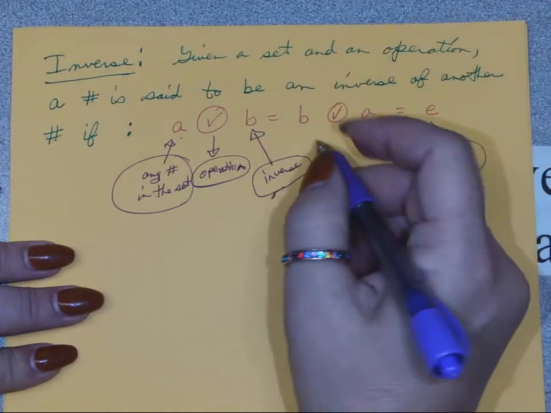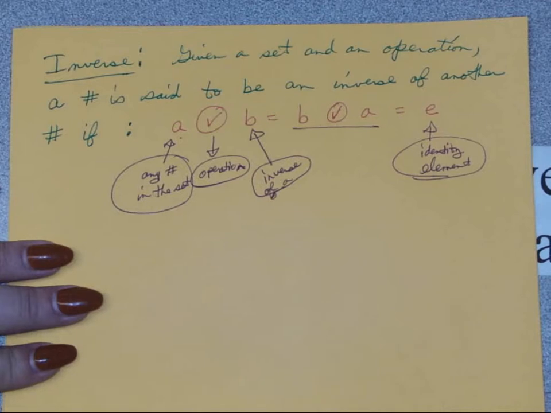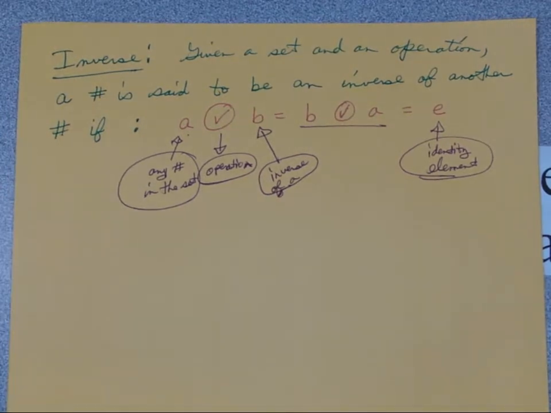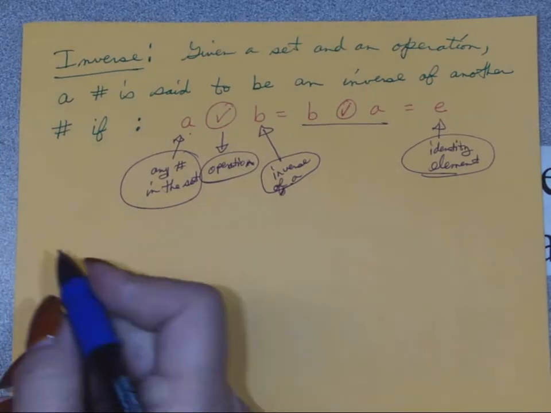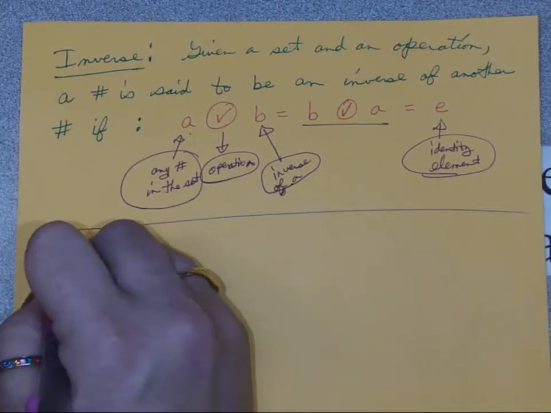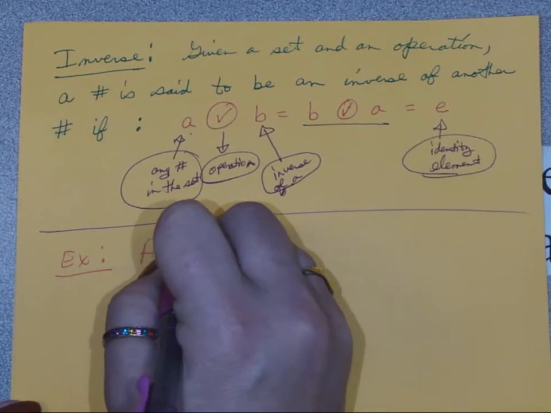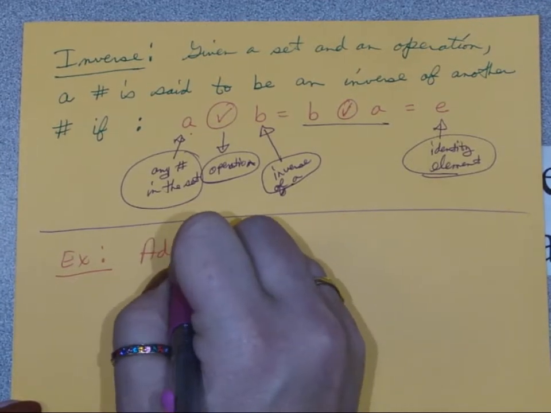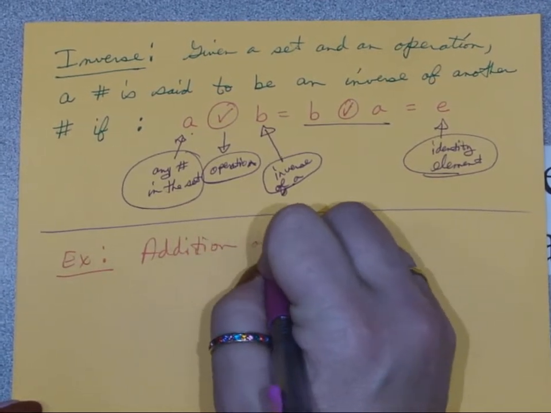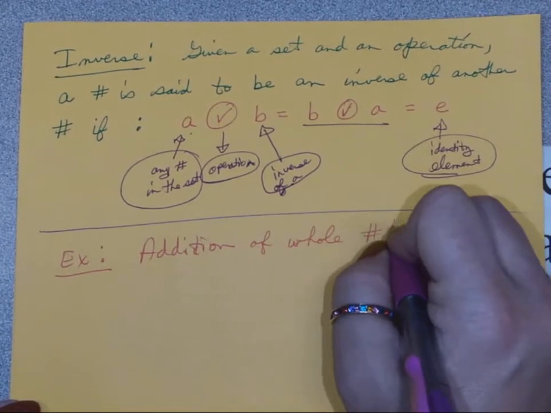Okay, and same thing here, just in the opposite order. So it's the inverse of A, right? Because it could be different numbers depending on what else we're doing. So let's get an example of that. We'll actually probably do 2 of these examples. Let's do addition first. Addition of whole numbers. We'll just stick with what we've been doing.